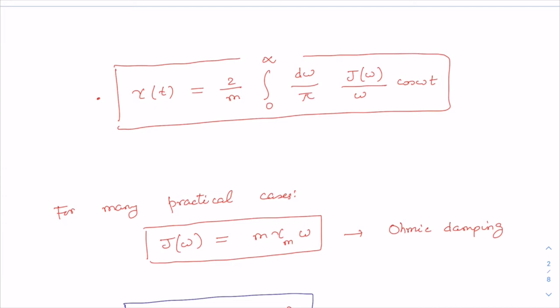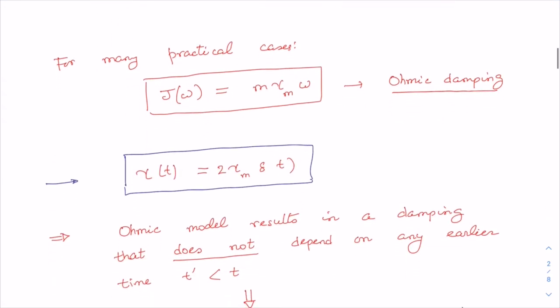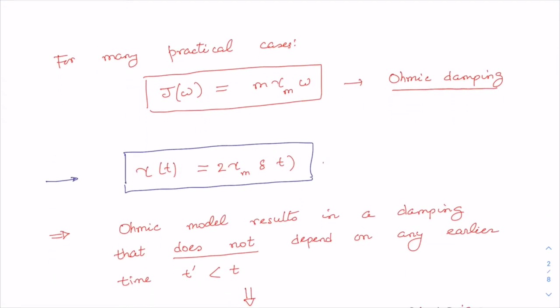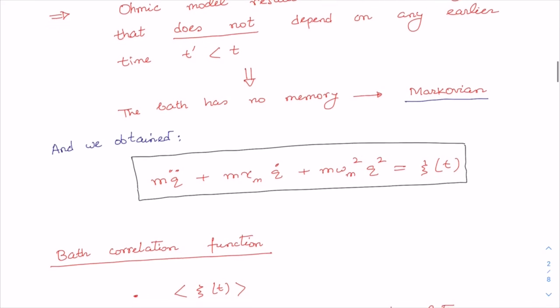In fact, for many practical cases, this bath spectral density can be taken as mass times the mechanical damping gamma m times omega. This is known as ohmic damping. So under ohmic damping, this memory function will take this form. The ohmic model results in a damping that does not depend on the previous history of the bath. It does not depend on any earlier time, and therefore this process is known as a Markovian process, and we obtain this equation here.